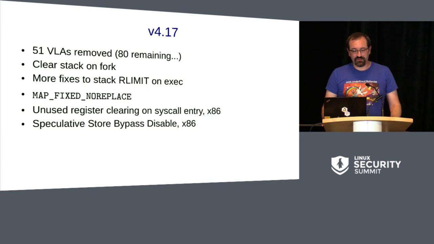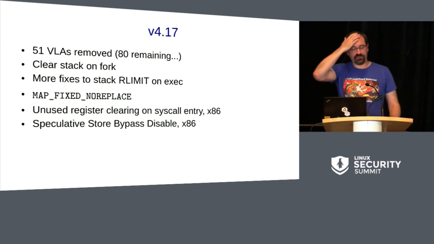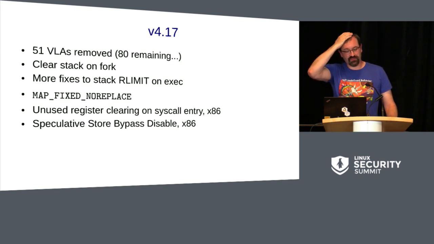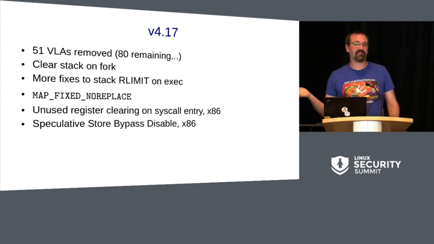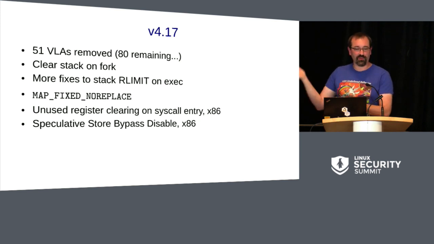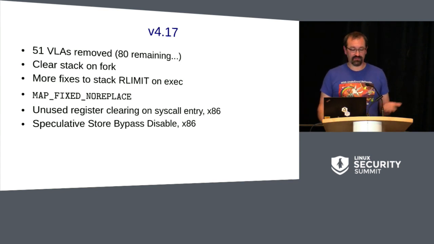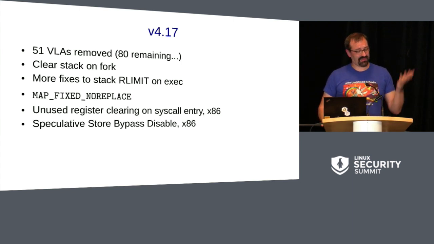In 4.17 is the start of VLA removal. So 51 removed in 4.17, lots of people helping with this, 80 remaining. We're wiping the stack on fork. So in the past, you would allocate memory for the stack, and it could have come from anywhere, and it wouldn't be initialized in any way. So if you manage to leak something immediately or at any deep location in the stack, you would have whatever used to be there. And that was ridiculous because it's easy to wipe the stack on fork because that only happens once per process. As it turns out, this appears possibly to actually speed up exec. I have bad data.